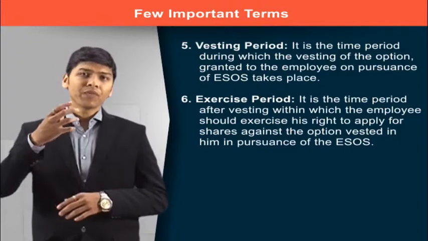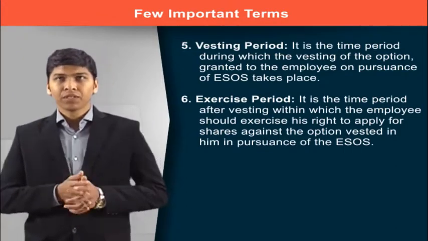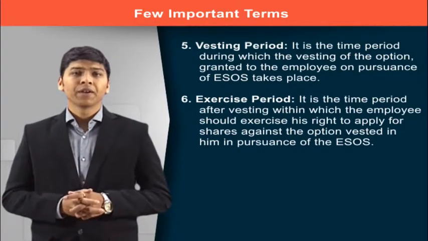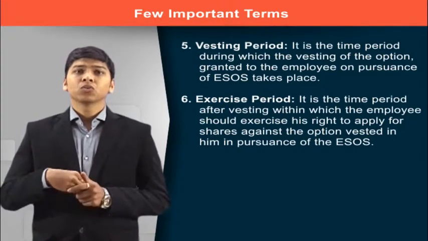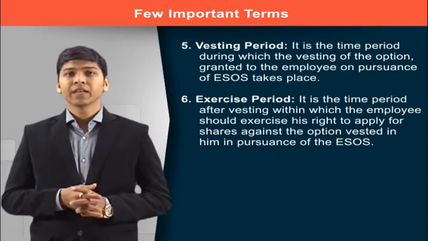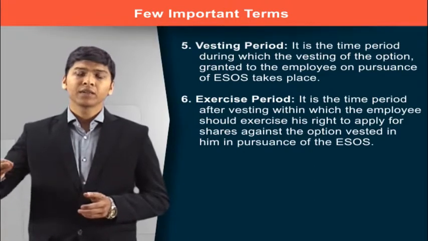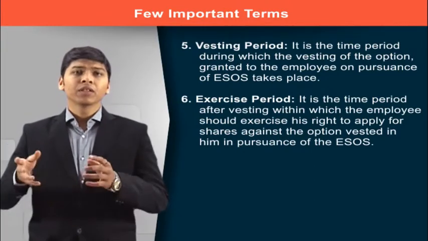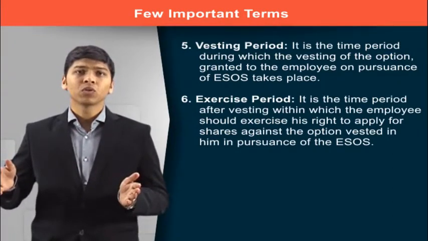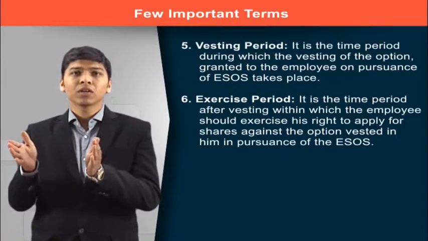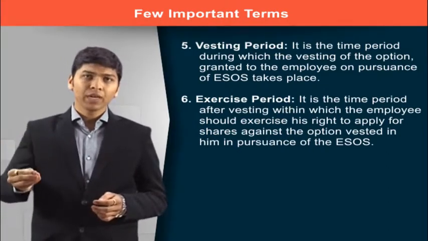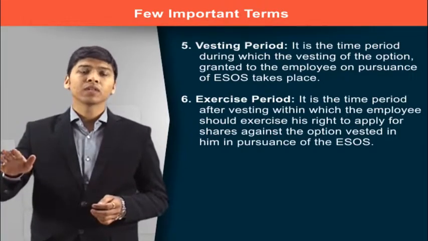Let me explain vesting period and exercise period with an example. Say today is 28th of February 2015, right? If I want to give ESOPs to the employees of my company, and I am saying that they can purchase the shares at some predetermined price, say X, during the period 31st March 2017 to 30th of September 2017. So this 6-month period I am giving to my employees to purchase the shares of the company at a predetermined price which is quite lower than the market price.